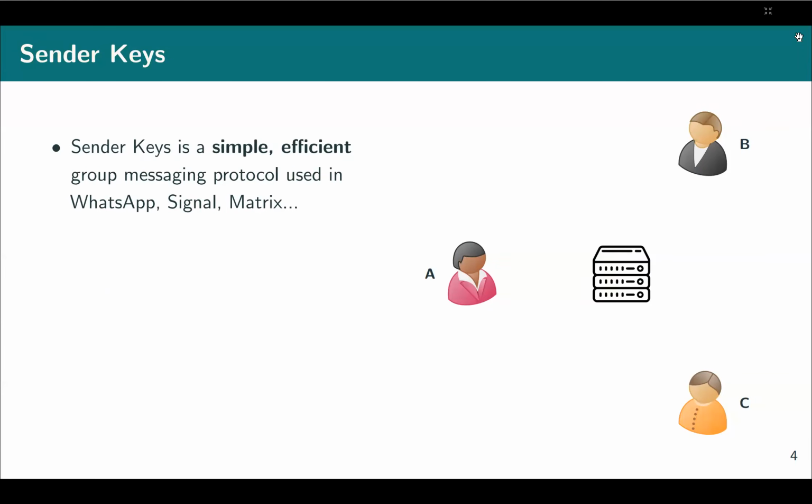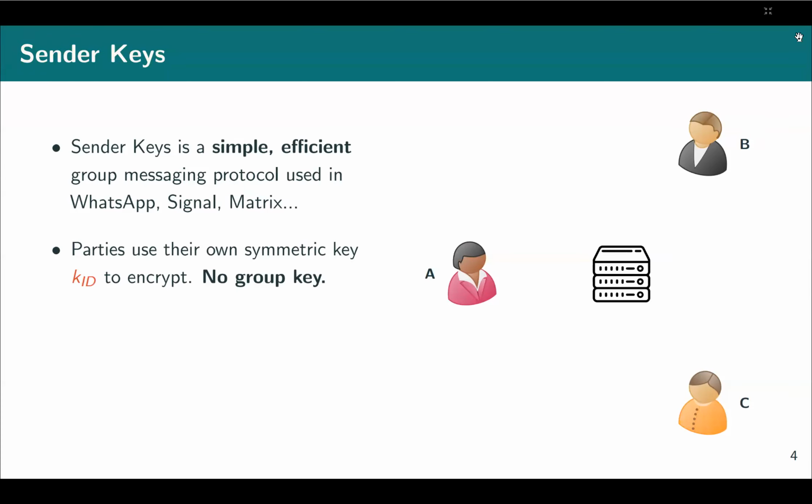So let's look a bit more at Sender Keys. Sender Keys is a protocol for group messaging. It's characterized by its efficiency. It also has a very simple approach to messaging. And as I said, it's used in WhatsApp and Signal, but also it's implemented in some other variants, with some deviations from it. The core idea is the same in Matrix, in Session, and in some others. So it's really widely deployed.